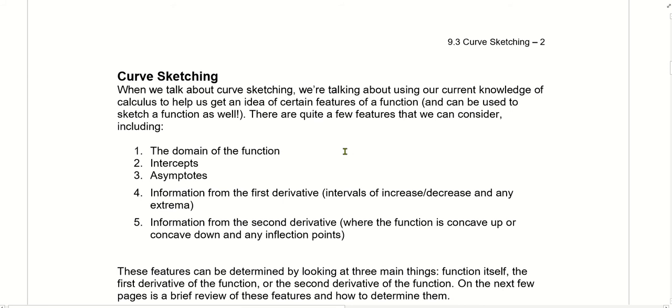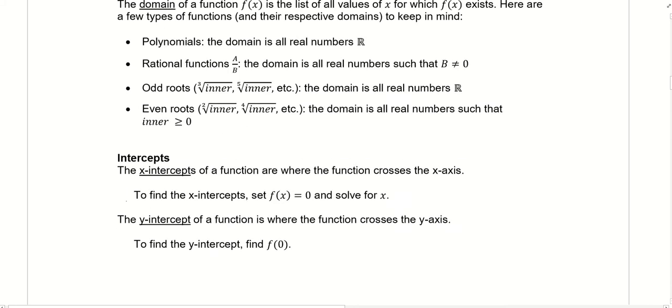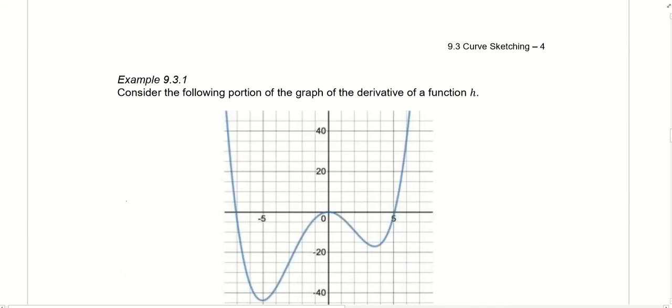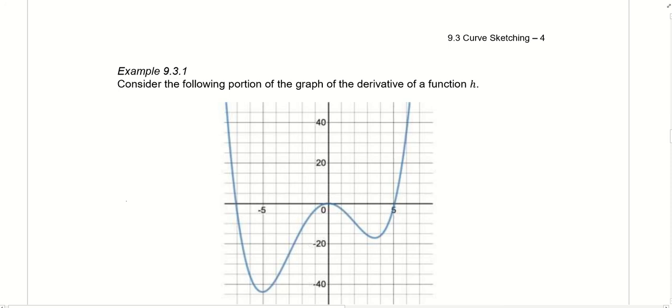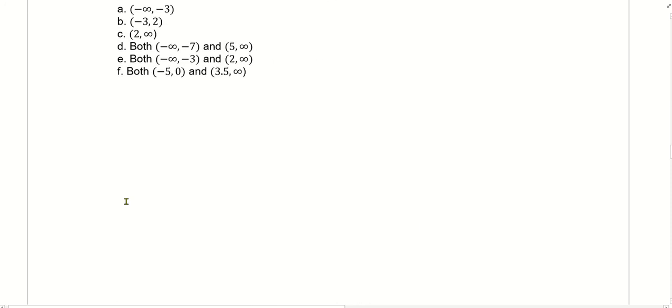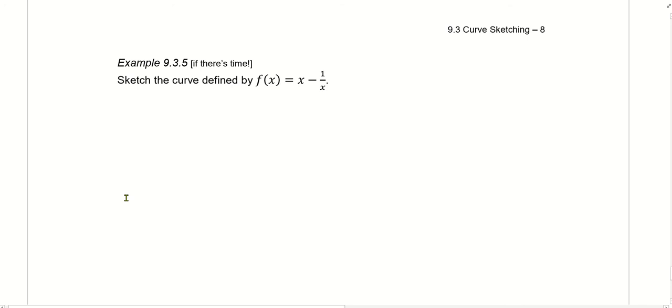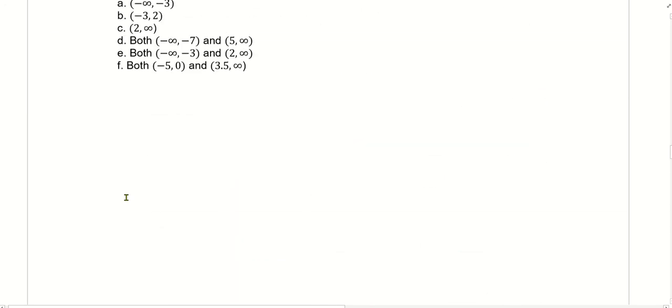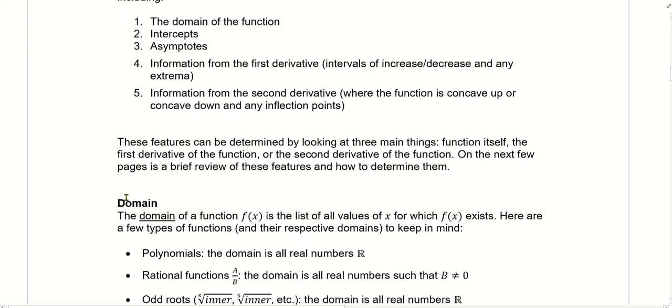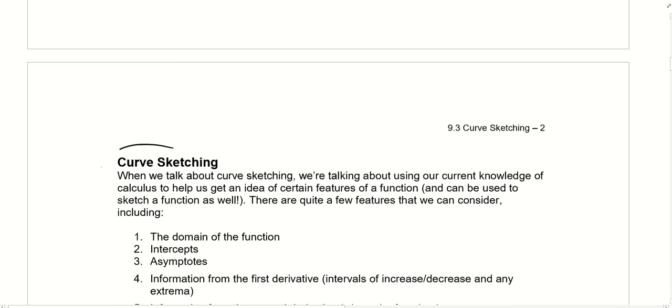So again, just to emphasize what I'm doing here, I'm going to skip a lot of this. I'm just going to talk about some of the features here before we start looking at the examples. I'm going to jump to these examples here starting on page 4, and we're just going to go through these, and then once we hit this last example where we're actually sketching a curve from scratch, I'm going to go back to the top of the notes here where I just indicated the curve sketching section here, and we're going to go through each of these features one by one in sketching that final graph.